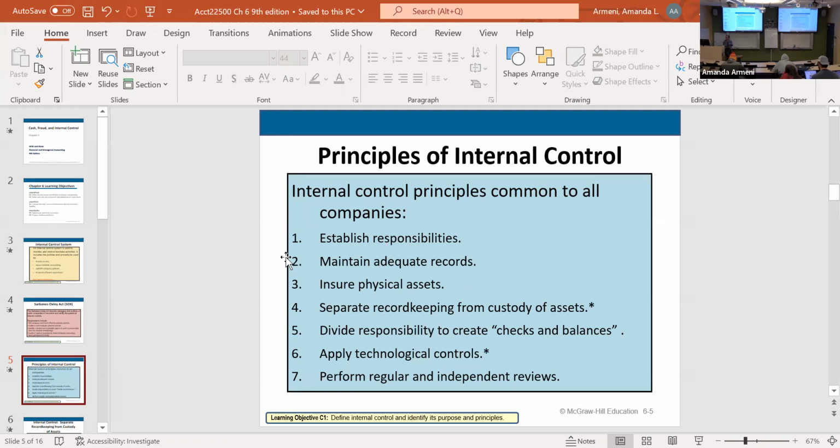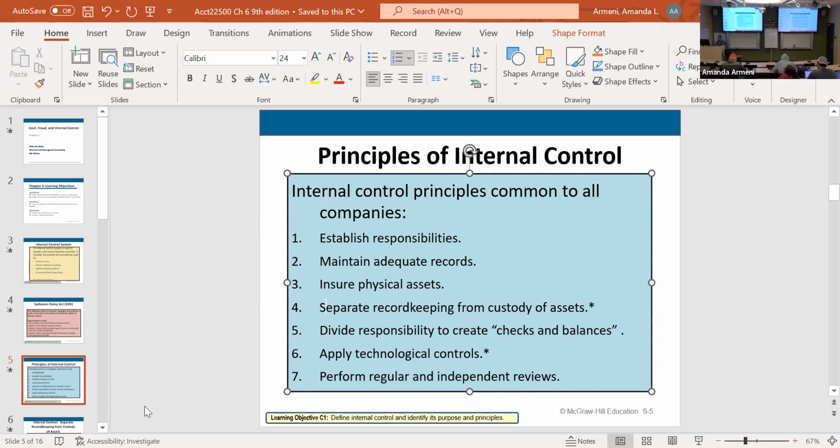Number 3, our internal control system should insure physical assets, right? We have inventory on hand. We have a lot of expensive machinery and equipment. We should have insurance for those things. If something goes wrong with those assets, that could be extremely harmful to our organization. So we want to have insurance on those types of physical assets that we own and can benefit from having.